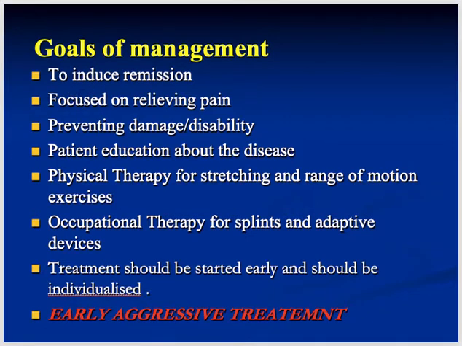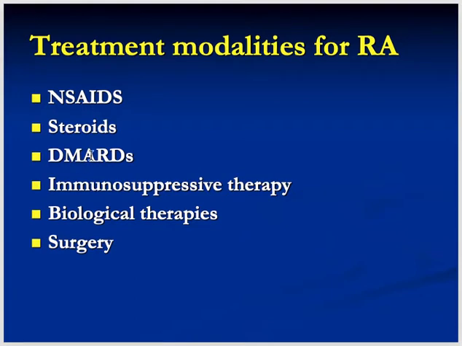Early diagnosis is very, very important, and one of the best drugs which have been discovered are called DMARDs, disease modifying anti-rheumatic drugs. They are very important drugs. They help the patients a lot.